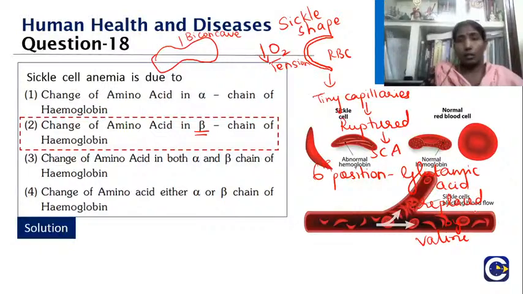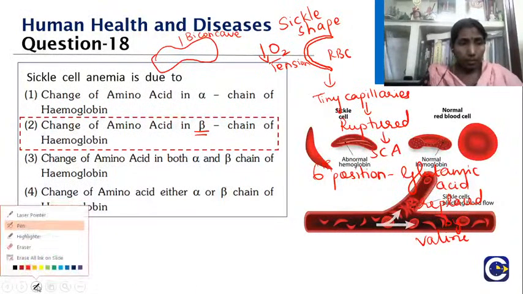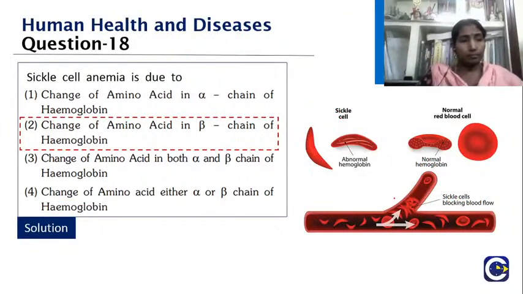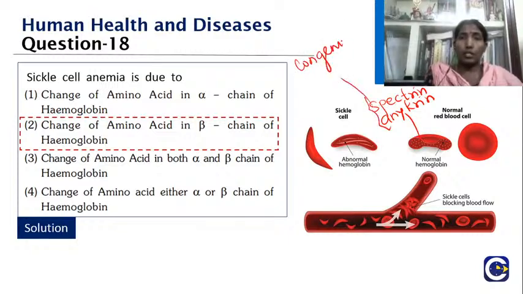Yes, excellent. So let me show the picture I have drawn there. See here, you can see the normal biconcave shape is because of 2 proteins. One is called spectrin, another protein is called ankyrin. If these 2 proteins are absent, it will bring about congenital hereditary spherocytosis.